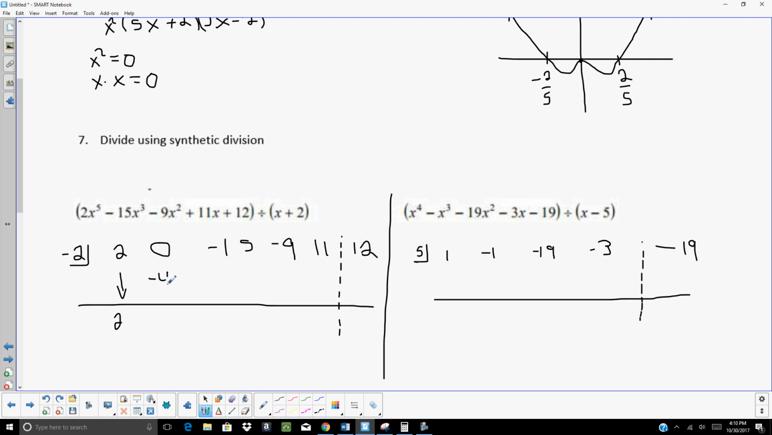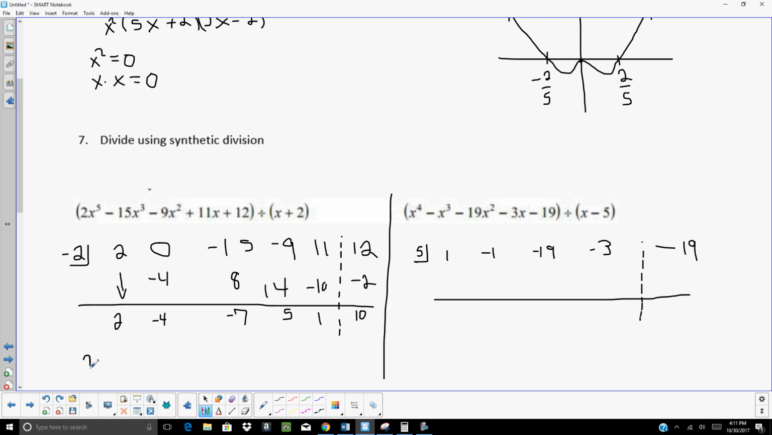Multiply. Add. Multiply. Add. Multiply. Add. Multiply. Add. Multiply. Add.